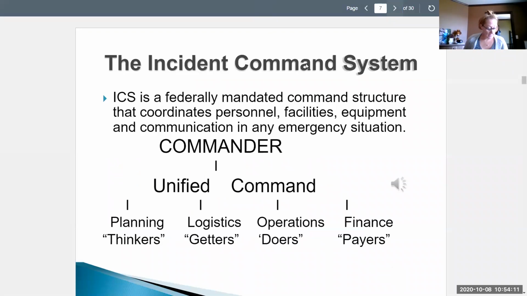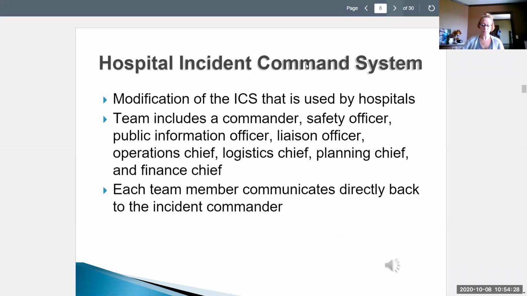The incident command system is a federally mandated command structure that coordinates personnel, facilities, equipment, and communication in any emergency situation. You have the commander, the unified commander, and then all the people underneath: planning, logistics, operations, and finance. The hospital incident command system is a modification of the incident command system that's used by hospitals. This also includes a commander, a safety officer, public information officer, liaison, operations chief, logistics chief, planning chief, and finance chief. So a lot of the same titles, but modified for the hospital system.